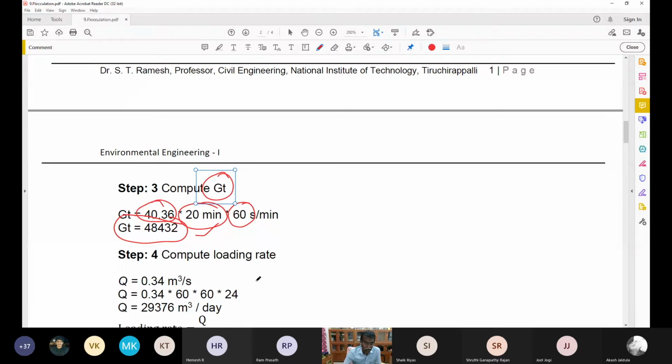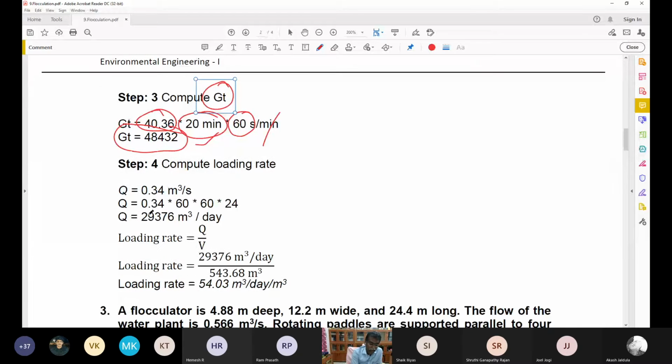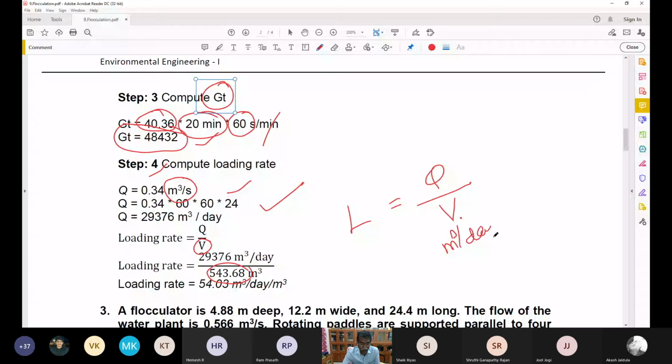Okay, now the loading rate. We are already familiar with the formula. The loading rate is equal to Q by volume, the total flow divided by the volume of the reactor. Q is already mentioned in terms of meter cube per second in the problem. Convert it to meter cube per day. And the volume, from the length, breadth, and width of the tank, we already calculated in the previous step. Q by V will give you the loading rate in terms of meter cube per day per meter cube of your reactor volume. Is it okay? These are not very challenging, but these individual calculations or parameters are important in design.